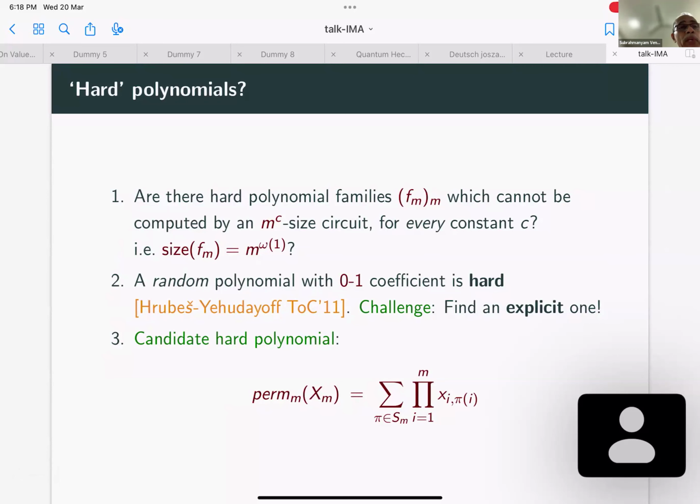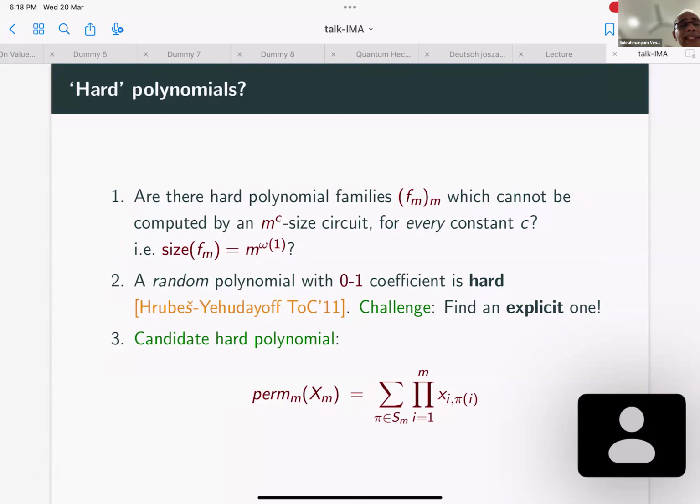Could you explain what you mean by a random polynomial? A random polynomial, so coefficients. So I mean, if you don't mind, I'll just go ahead. Don't worry about this at this point. We will go ahead.